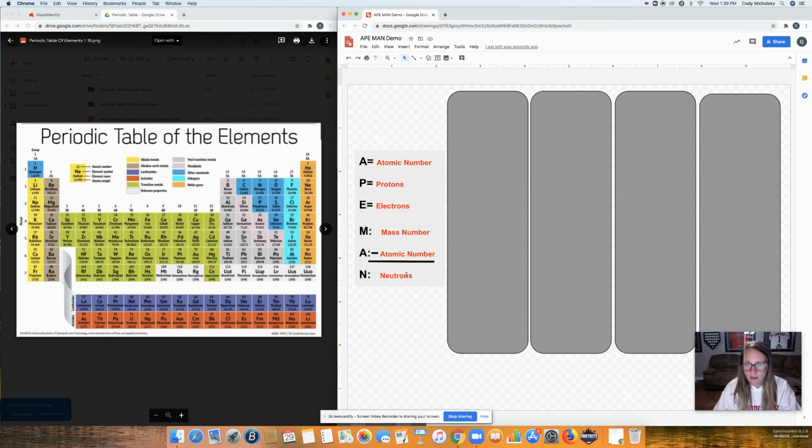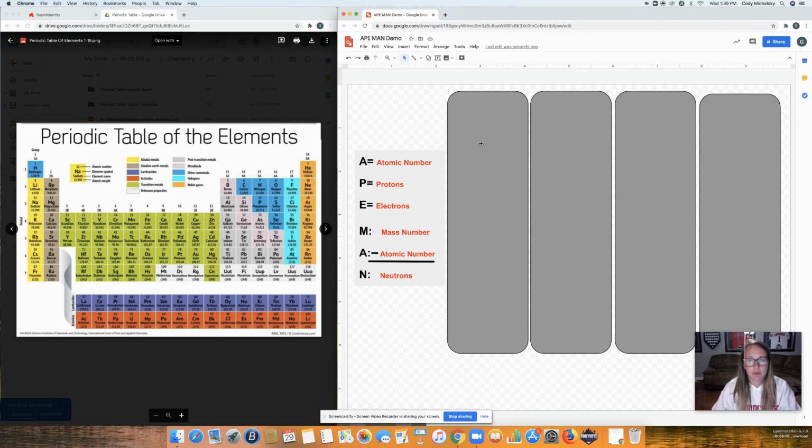Now, why do you think that is? Think about what makes up the mass of an atom, the majority of the mass of an atom. That's going to be your protons and your neutrons. So your atomic number is equal to the number of protons. So it makes sense to subtract your mass number and your atomic number to get the number of neutrons. You are essentially subtracting your mass number minus the number of protons, which gives you the number of neutrons.